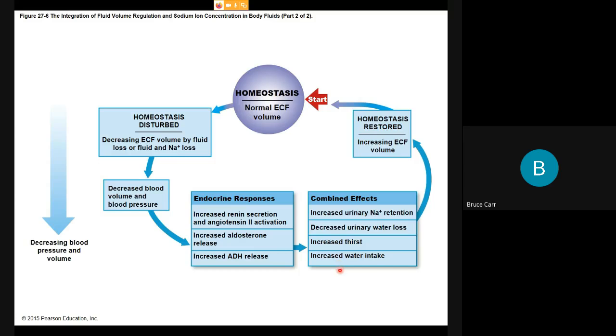increasing the retention of sodium, retention of water, decreased urinary water loss, so lower volumes of urine that have very high concentrations of solutes, increased thirst and water intake. So we're increasing the volume of the plasma just by drinking and restoring the normal ECF volume.